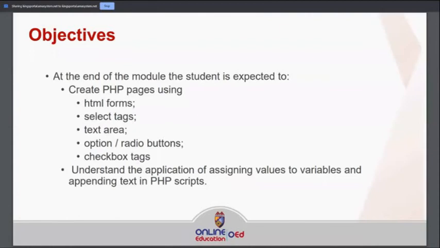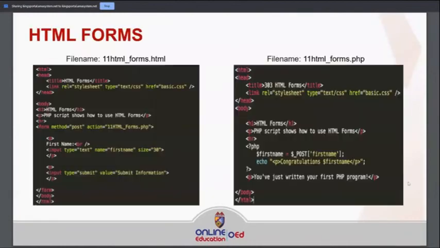At the end of the module, you are expected to create PHP pages using HTML forms, select tags, text area, option or radio buttons, and checkbox tags. You should also be able to understand the application of assigning values to variables and appending text in PHP scripts. So those are the objectives that we have for this module. So let us start, guys.